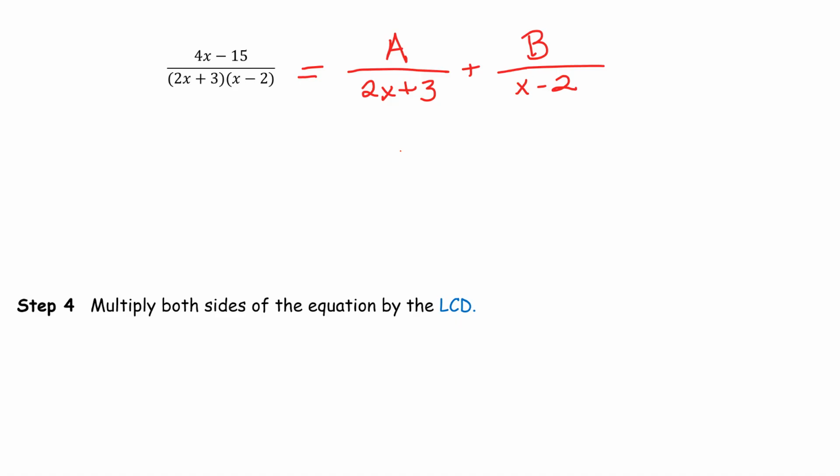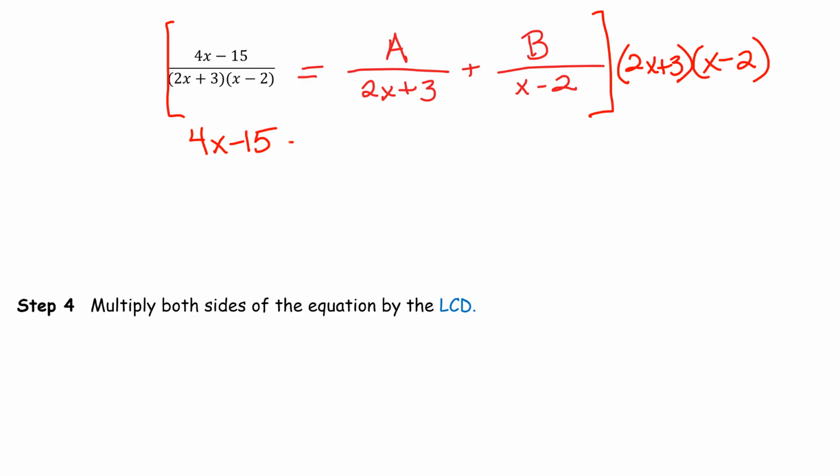Step 4 is to multiply both sides of the equation by the common denominator, which is 2x plus 3 times x minus 2. When you do that, the left side of the equation just becomes 4x minus 15 because the denominator cancels. For A over 2x plus 3, the 2x plus 3 is going to cancel, and we'll just end up with a times x minus 2. And for b over x minus 2, the x minus 2 is going to cancel, and we'll end up with b times 2x plus 3.